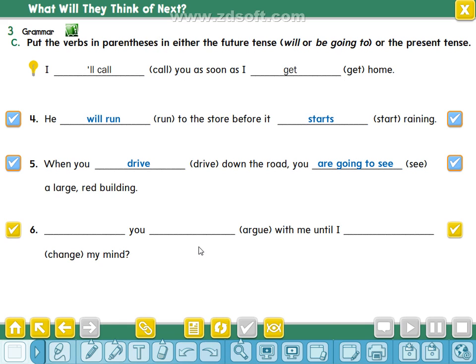Anyone? The last sentence: blank you blank argue with me until I change my mind. Until is a time clause, so it is followed by the present simple and preceded by the future with will or be going to. So we can say that, are you going to argue, or will you argue? Are you going to argue with me until I change my mind?